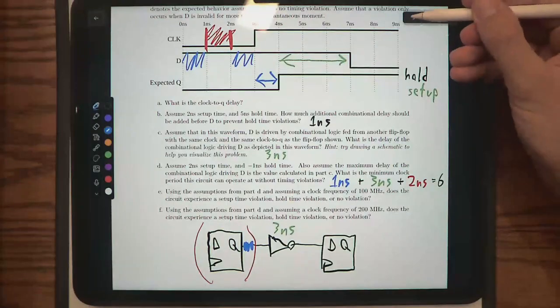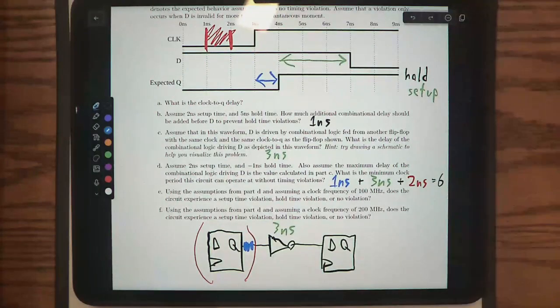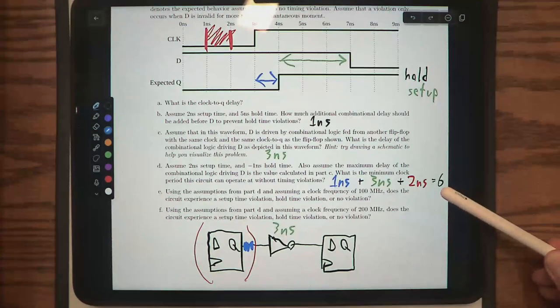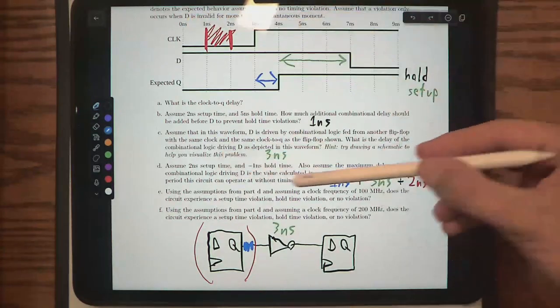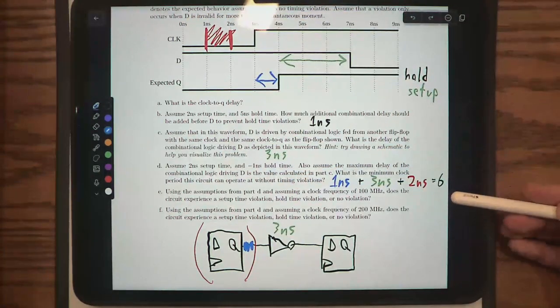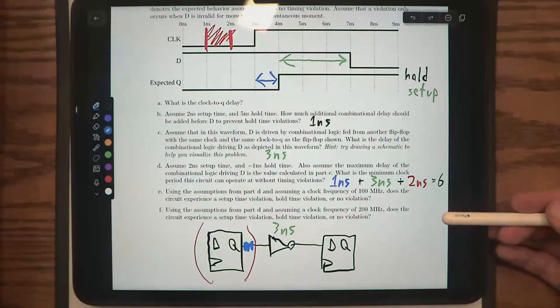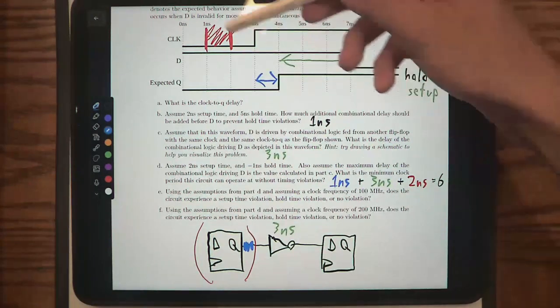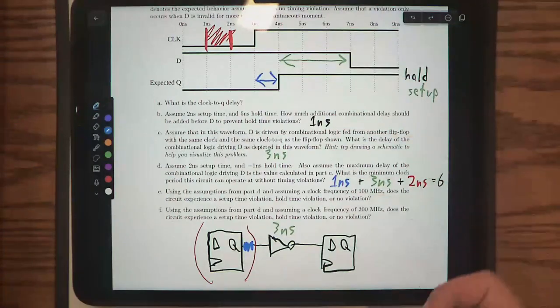Just to confirm, if we had a positive hold time, we would be adding that to our calculation for D, right? For the clock period, you're saying? No. For hold time, you never factor in hold time. The hold time is just whether or not your circuit works. It's not necessarily how fast your circuit can run.